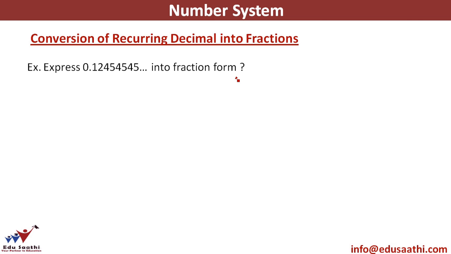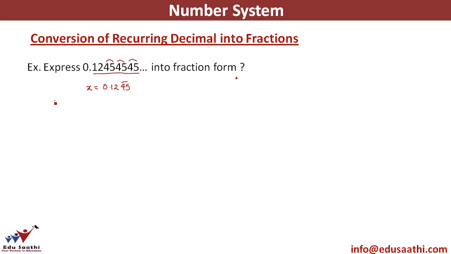We are talking about this value 0.12454545. Now look at it. 454545 is a repeating pattern that we have, which goes on till infinity. So I'll start the question by putting x is equal to 0.12454545. I'll put a bar over the repeating decimal. This bar represents that this number goes on till infinity.